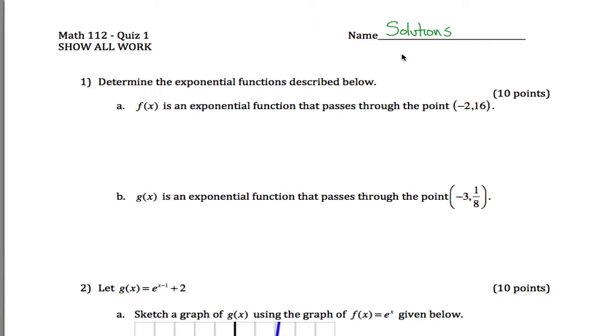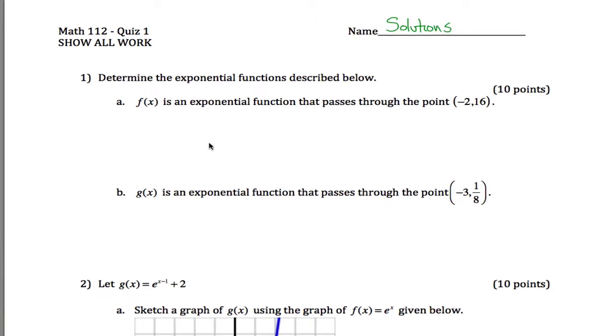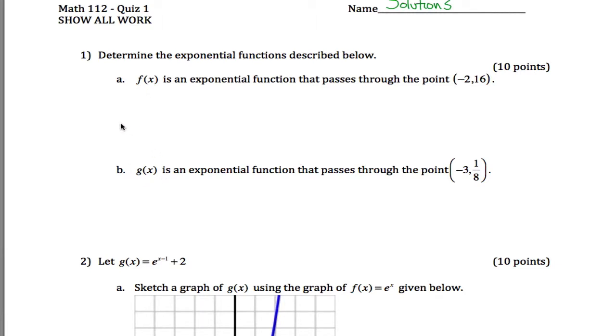All right, here are solutions to quiz 1 for Math 112. First problem here, we have two different exponential functions, f of x and g of x, and we've got to figure out what they are based only on this information here.